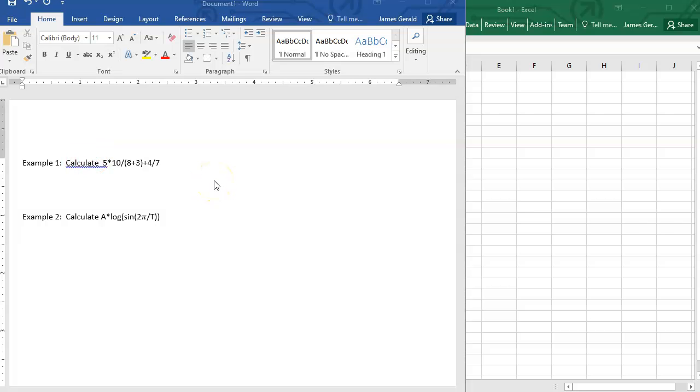Calculate this expression, 5 times 10 divided by 8 plus 3 plus 4 over 7. Now, if you use a calculator, you may have a lot of trouble with this, but Excel makes this much easier. And unlike some calculators like Casio, which don't always get the order of operations correct, Excel has correctly implemented the order of operations. So we're going to do this first example, and then we're going to do the second one.